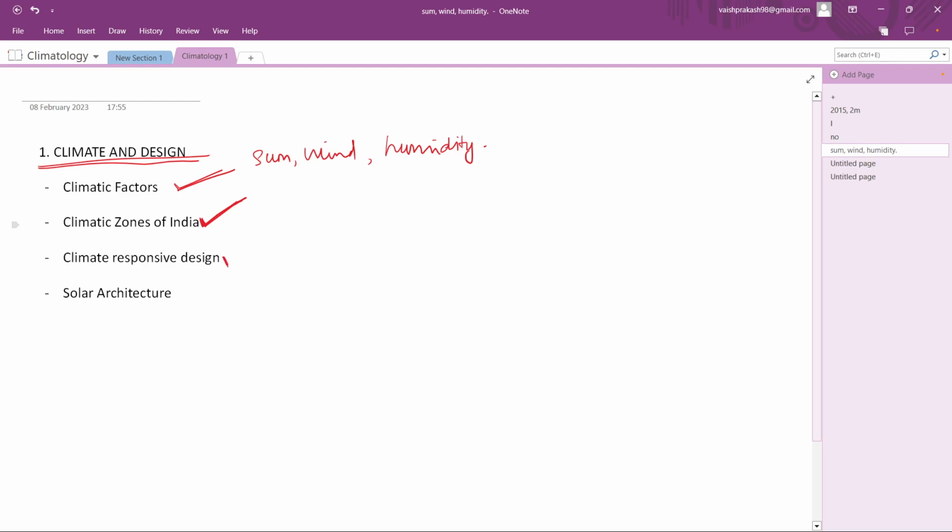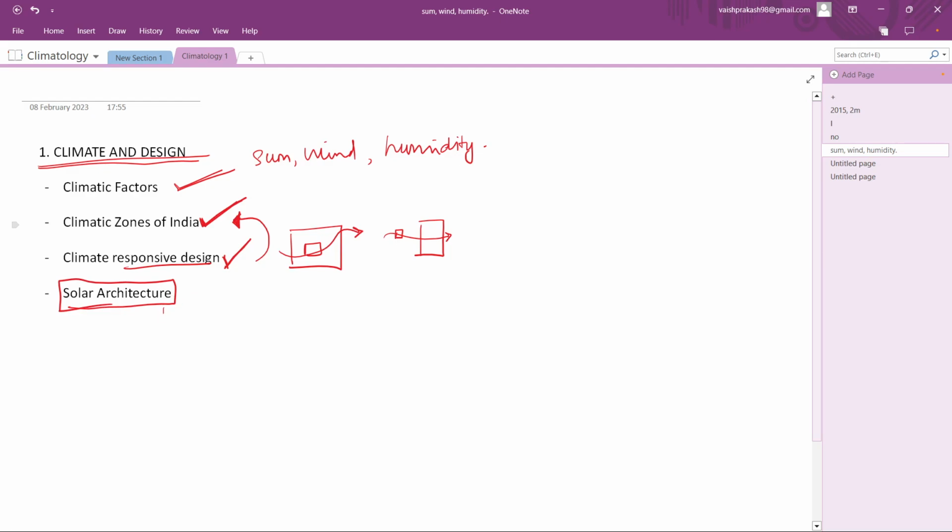Climate responsive design again has different strategies or designs that are suitable for each of the climatic zones that we learn here. For example, the courtyards that we see may be suitable for some climates, but smaller window openings etc. will be suitable for different climates, right? So we're going to learn how all of those factors are going to be playing a role in our design, which is what leads us to solar architecture.